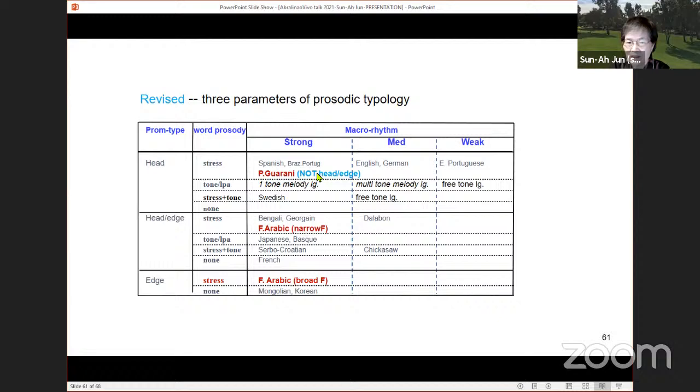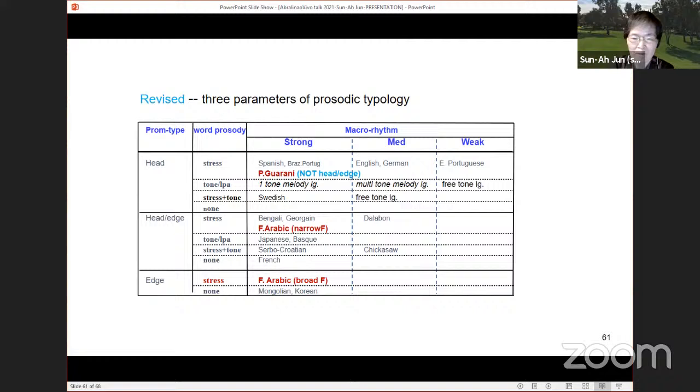And Farasani Arabic can belong to the head-edge prominence type in narrow focus condition, but in broad focus condition it purely marks the edge, even though it has stress. So this is the new row under edge that didn't exist before. It only had none, because in earlier data we only found languages with no stress or no pitch accent that only mark the edge of the word. But Farasani Arabic shows that even though they have stress, they don't mark pitch accent.